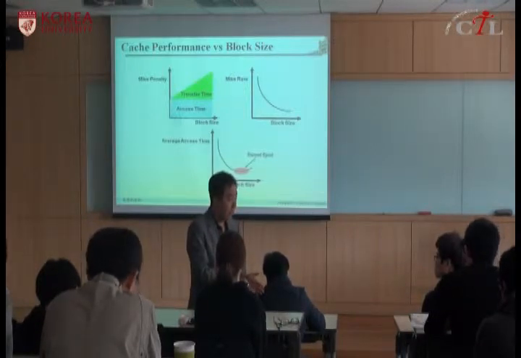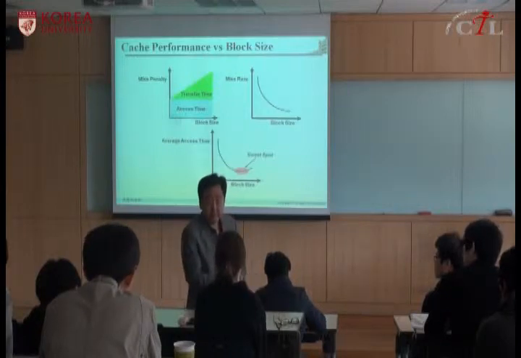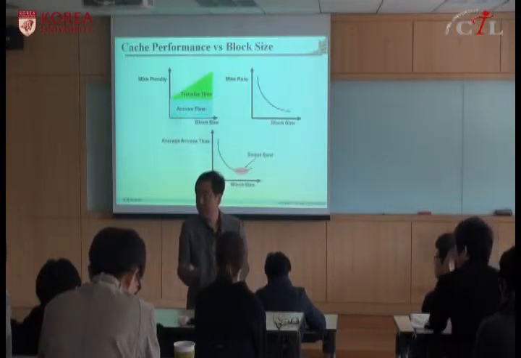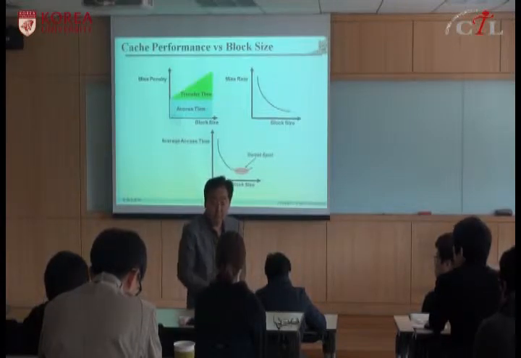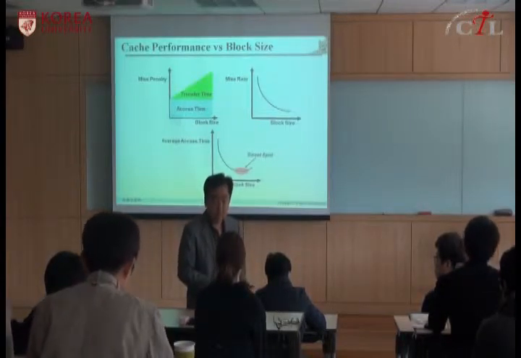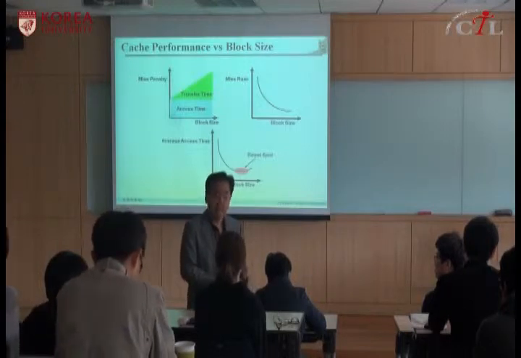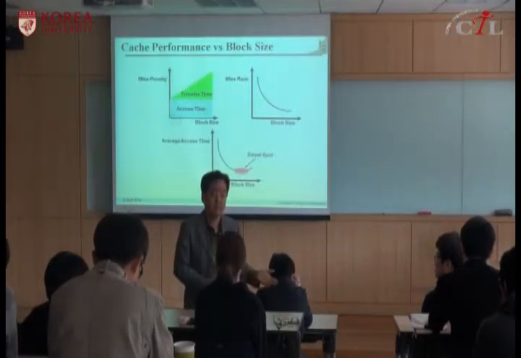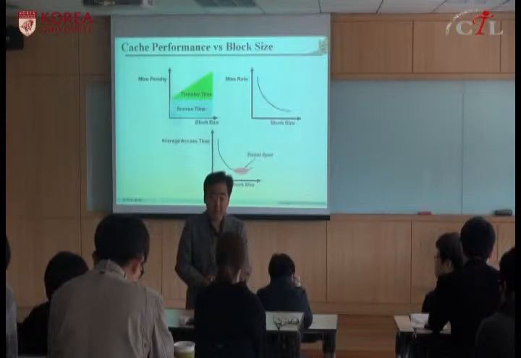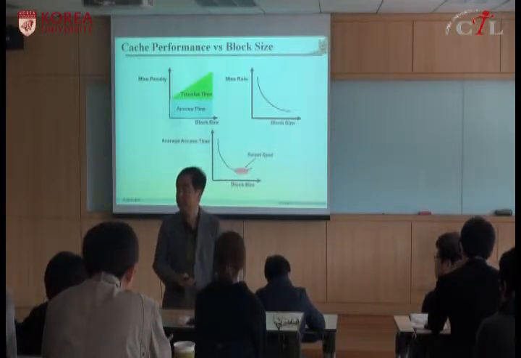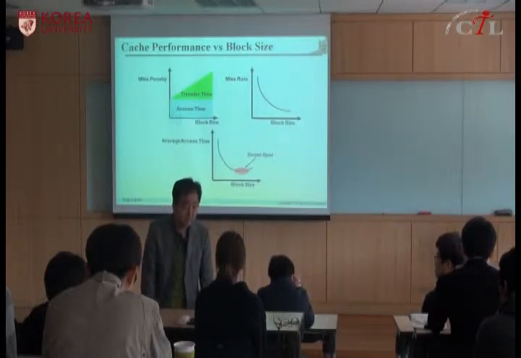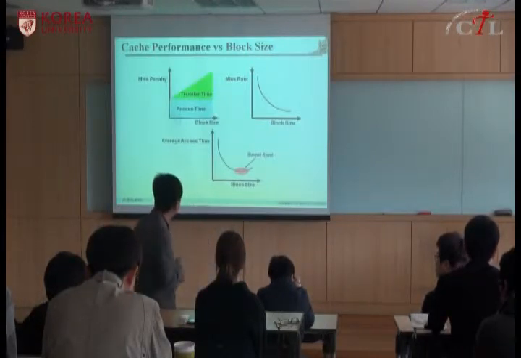And then, based on the bus bandwidth, if it's a 64-bit bus, it can transmit 8 bytes per cycle. And it depends on the cache block size. If it's 32 bytes, then you need 4 cycles. If it's 256 bytes, it might require 32 bus clock cycles. So that's this transport time.